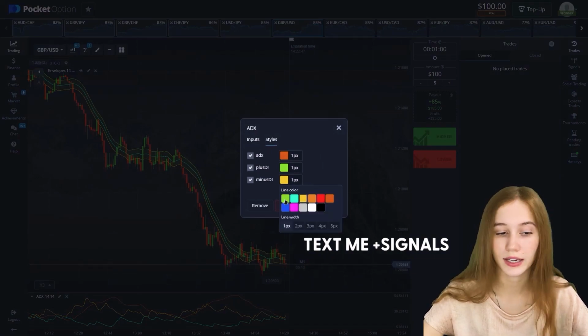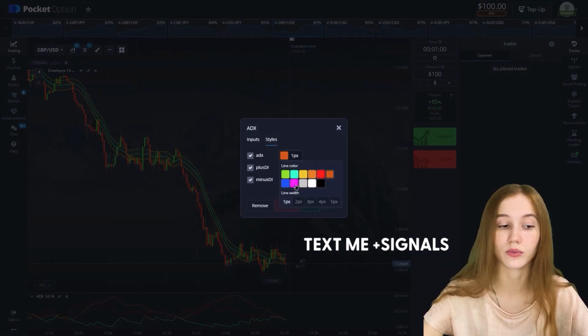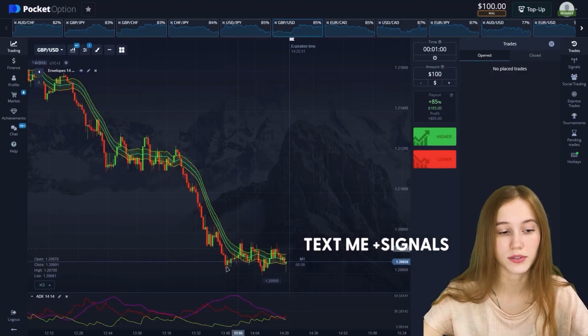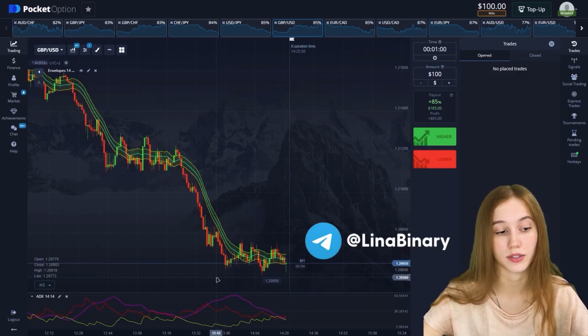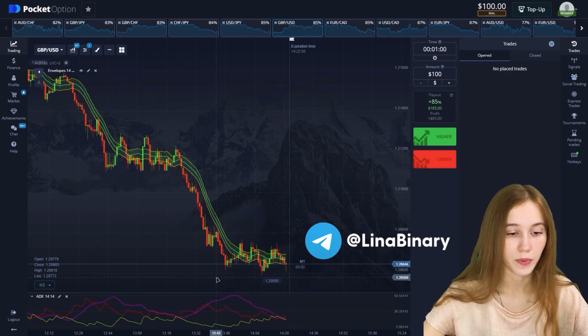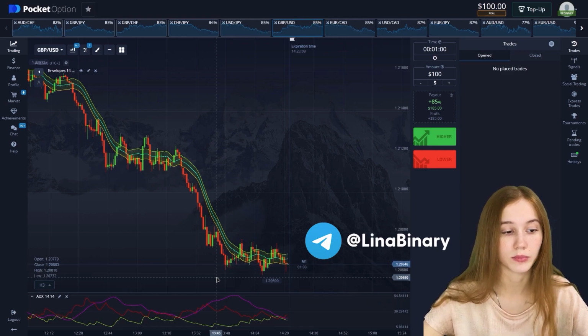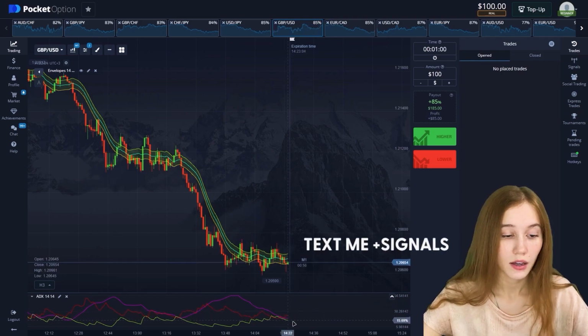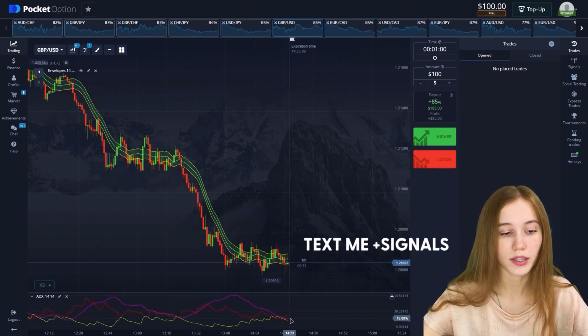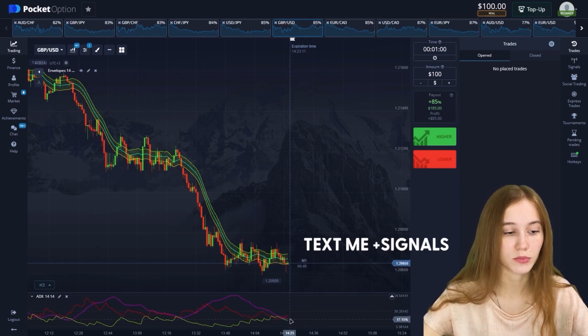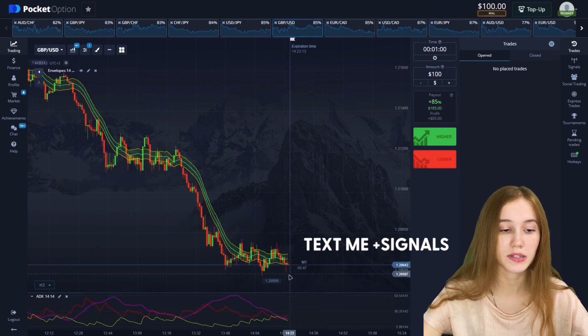ADX works on any instruments at any intervals and allows you to assess the strength of a trend at a certain point in time. Green is bulls and red is bears. Relatively speaking, when red prevails over green, the trend declines. The purple line shows the indicator itself, how much market volatility there is at the moment.